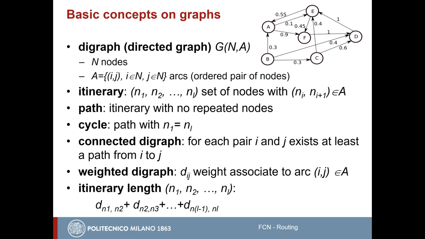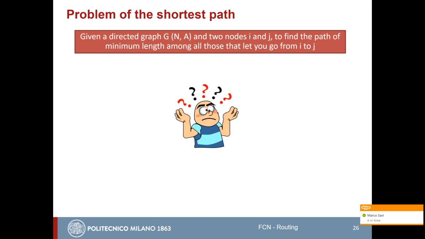Then the meaning of this number depends on the metric that you choose. And once you have defined weights, then we can also provide a length for an itinerary or a path, which is the sum of the weights of all the arcs that are crossed by that path. In general, it's also possible to associate weights to the nodes. In that case, the length of the itinerary will be the sum of the weights of the arcs plus the weights of the nodes that are crossed by the itinerary. Okay, this so far is very simple.